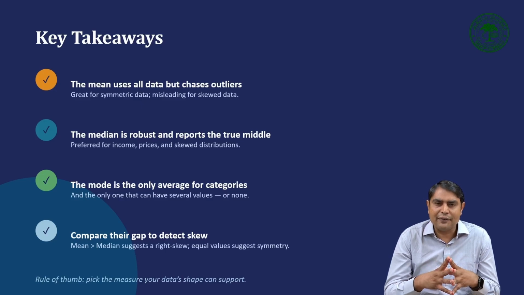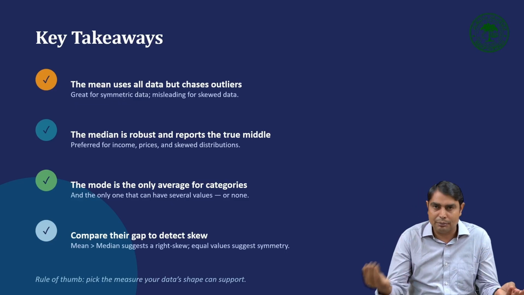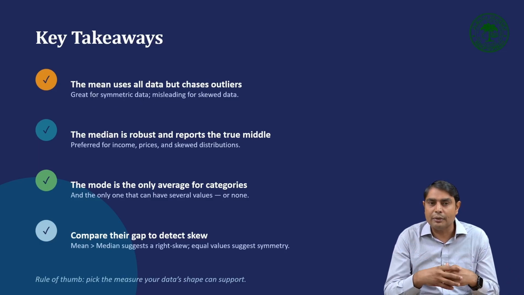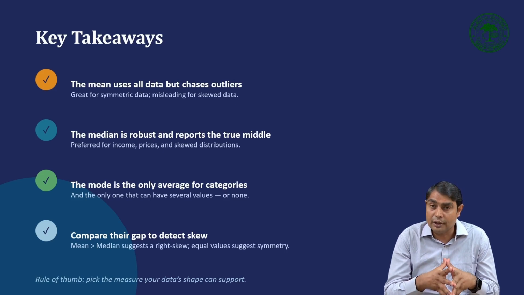So compare the graph to detect skewness. What you have to do is find out whether mean is greater than median and mode, or whether these are equal. If equal, data is symmetric. If mean is greater than median or mode, you can say it's rightly skewed. And if mean is less than median and mode, then you can say it is negatively skewed.